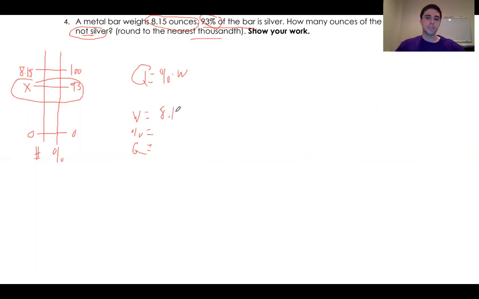Really great job getting there. What's my percent going to be? Perfect. You guys got that one. 93. And my quantity is going to be unknown. So we have Q equals percent times whole. Going to substitute in all these values now.